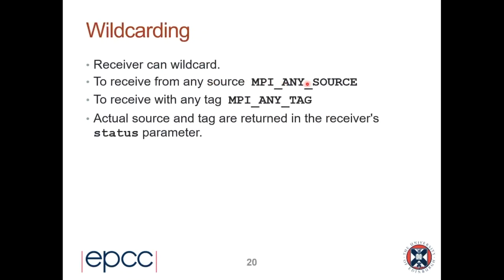So you can receive from any source with MPI any source. You can receive with any tag from MPI any tag. And the actual source and tag are returned in the receiver's status, as is actually the size of the message. And the important point about communicators is you cannot wildcard on communicators. Communicators are an absolute guarantee that the message cannot leave that group of processes. But source and tag you can wildcard on. So is that clear? When you do a send, you have to send with a specific tag, you have to send to a specific destination, but when you receive, you can wildcard.